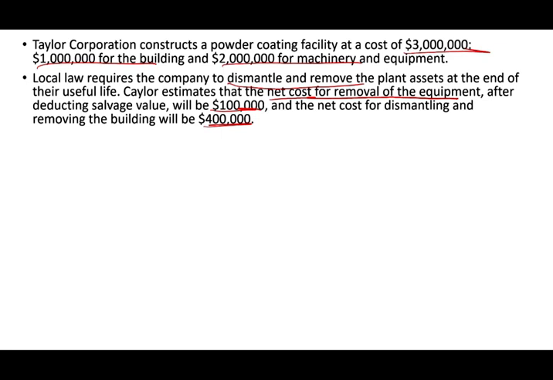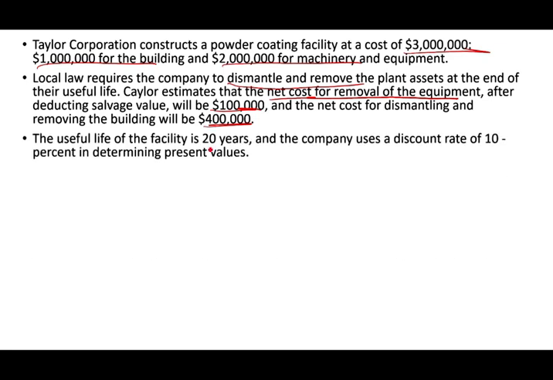Okay? The useful life of this facility is 20 years. Now, they don't have to worry about this $100,000 or this $400,000 until 20 years later. Why? Because they're going to estimate how much they have to incur 20 years later. They're going to be using a discount rate of 10%.